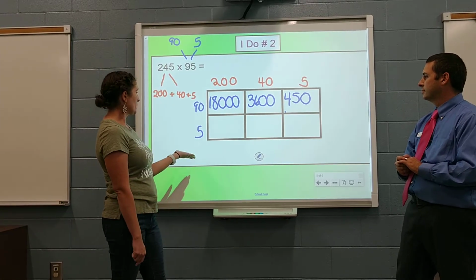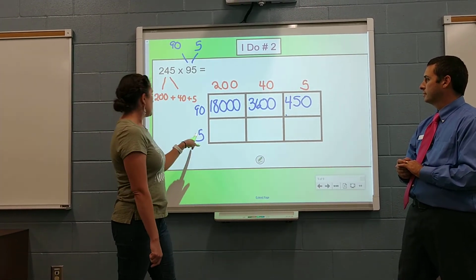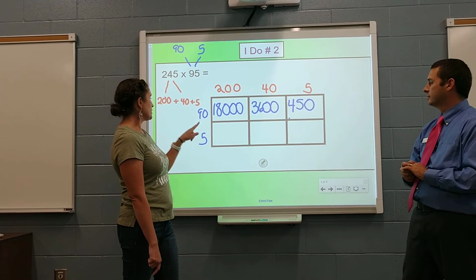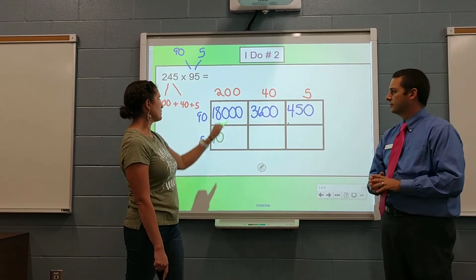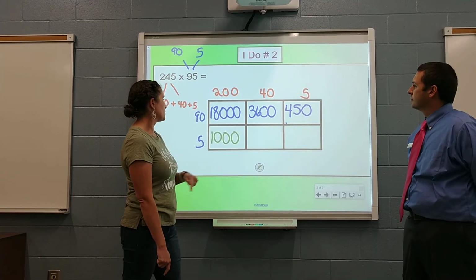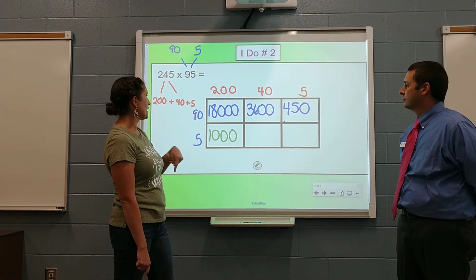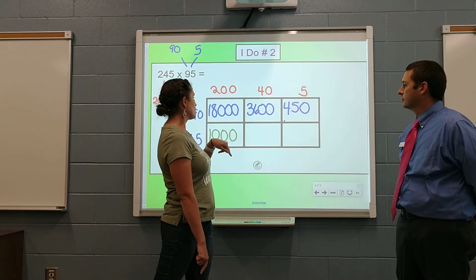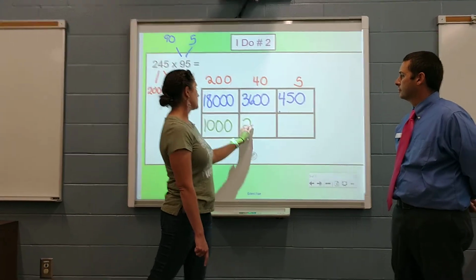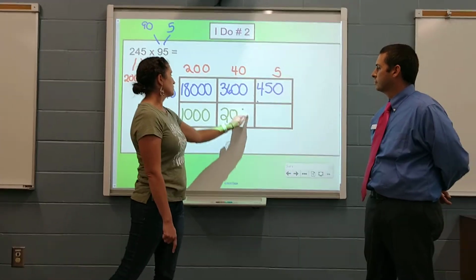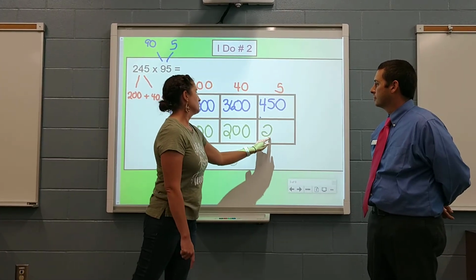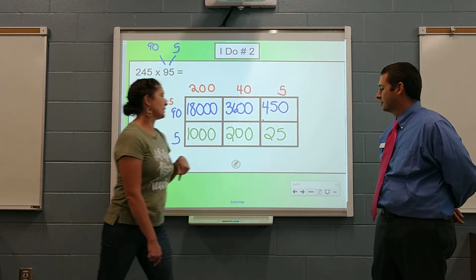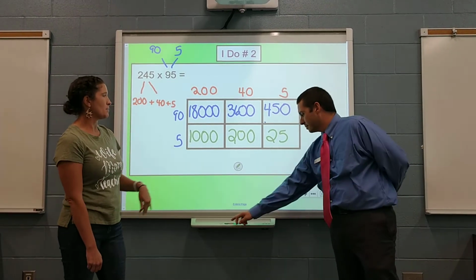And then going down, we have 5 times 200, 5 times 2, 10. I don't have a zero, but I do have them up here. So I'm going to put 2 zeros, so 5 times 200 is 1,000. 5 times 40, 5 times 4, 20. 0, I'm going to put it on the end, and then 5 times 5, multiplication facts, guys, that's 25. So now I have filled in all of my partial products.